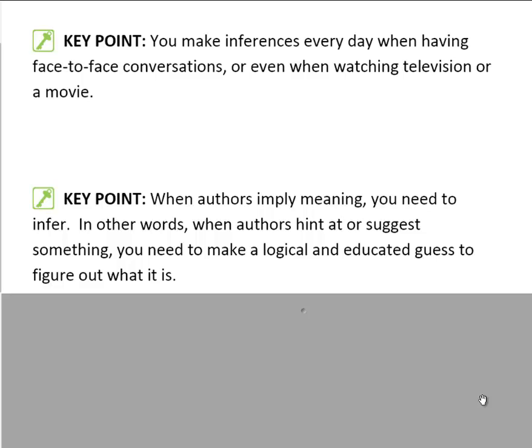In other words, when authors hint or suggest at something, we need to make a logical and educated guess to figure out what they really mean. And remember, when we're making a logical and an educated guess, we can use our background knowledge, but we really want to rely on the facts that the author presents to help us figure out the most logical inference.